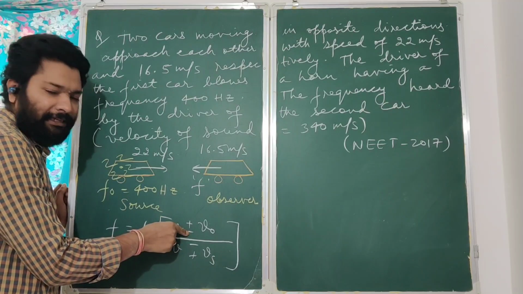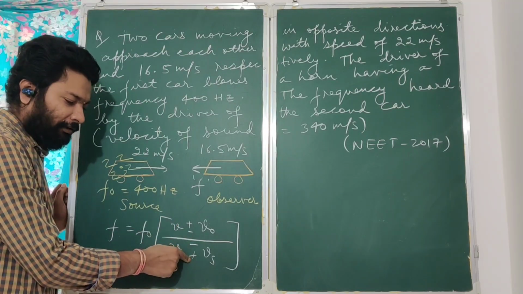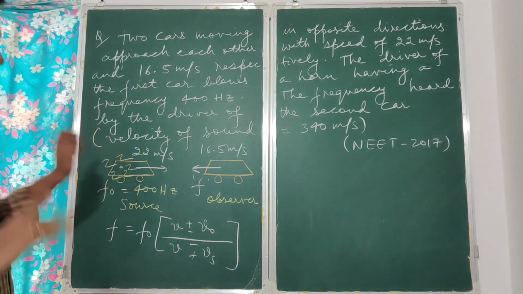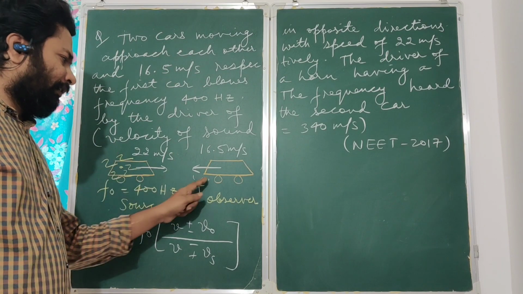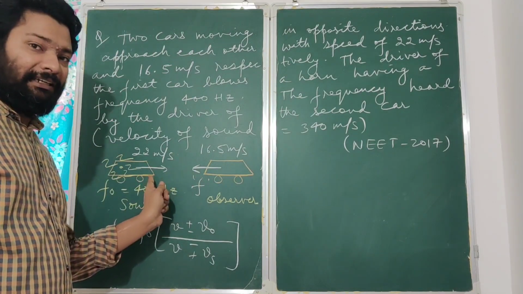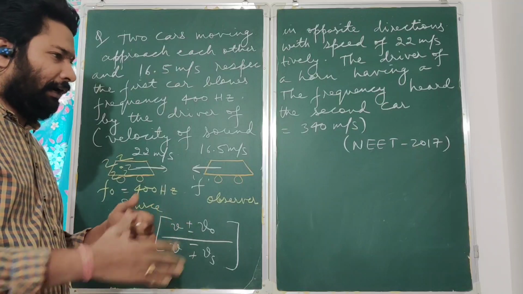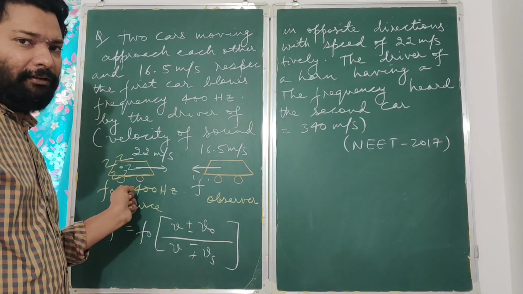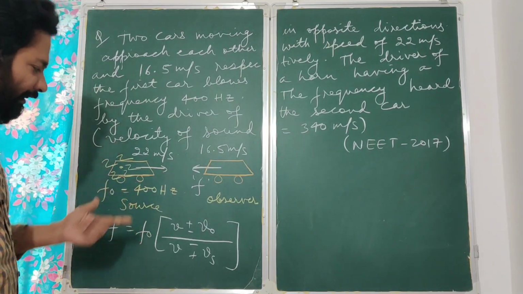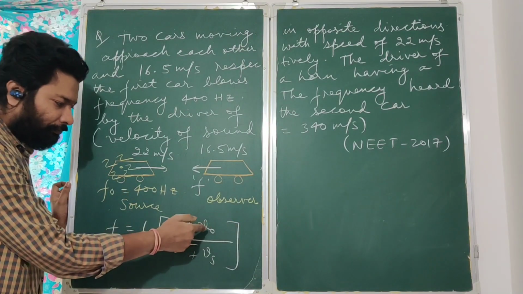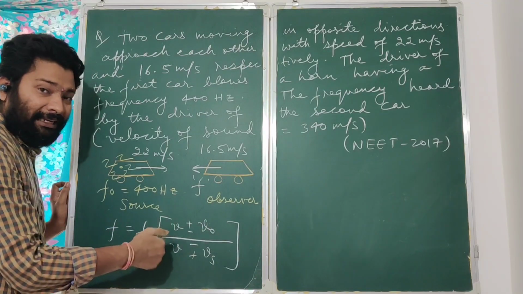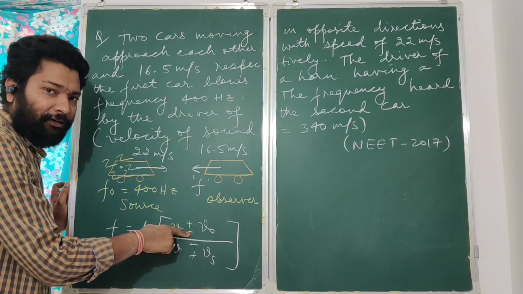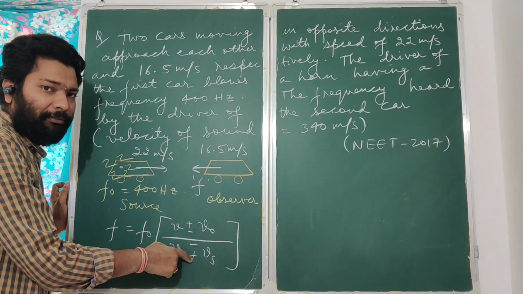When you choose minus sign in the numerator and plus sign in the denominator. So this is a simple concept you can keep in mind. If the distance between them is increasing with time, that is both of them are moving away from each other, then obviously the apparent frequency will be less than the actual frequency. So in that case, we'll try to make this fraction as small as possible. That is when you are taking minus in the numerator and plus in the denominator.